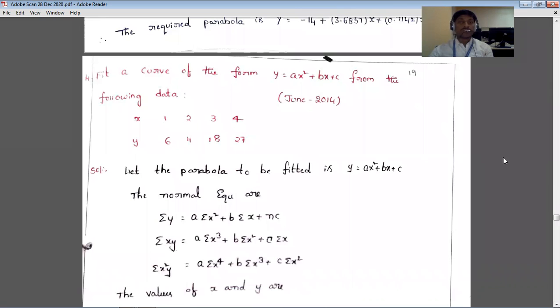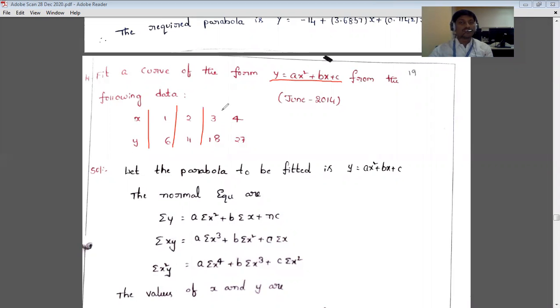Next, see here, in the previous problem we chose y is equal to a plus bx plus cx square. But here they mentioned y is equal to ax square plus bx plus c. We take the curve of the form y is equal to ax square plus bx plus c from the following data. So these are the values they give, x values as well as y values.